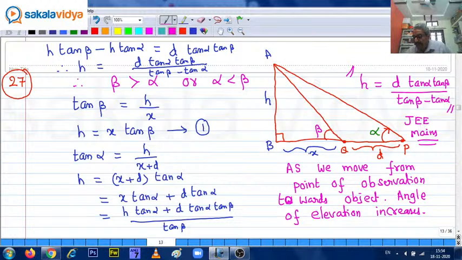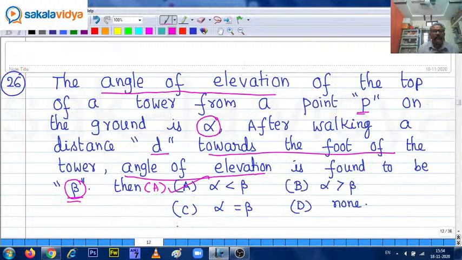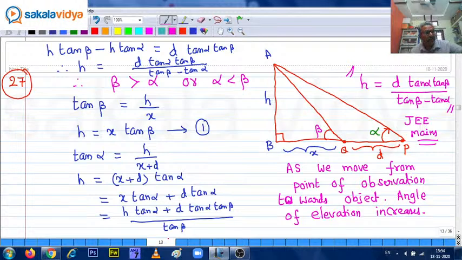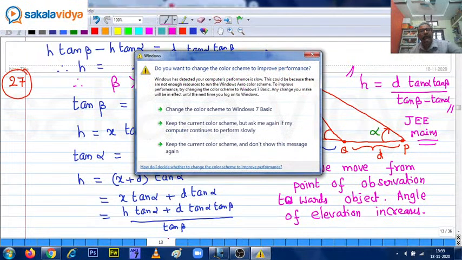Sir, when the point of observation decreases, can you explain? Okay. A is the right answer. Yes, let us check it now. Yes, A is the right answer. Correct only. So my dear children, note down this proof. If you are interested, you can note down this proof, or directly you can note down this shortcut. If we move backwards also, same formula.